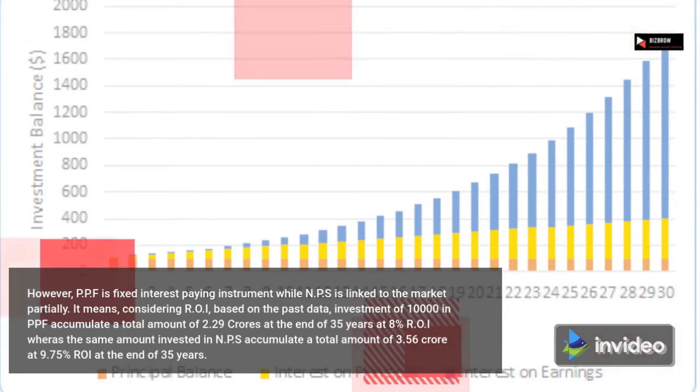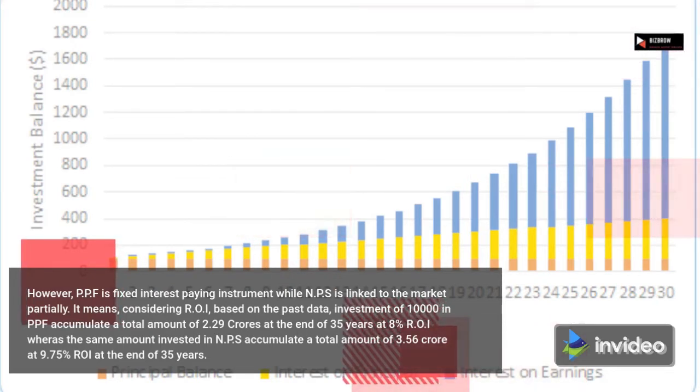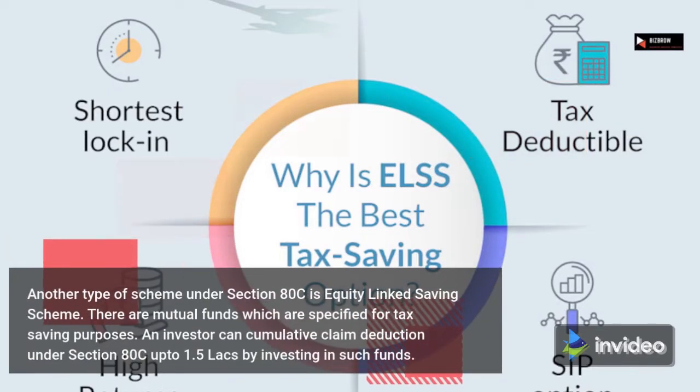It means, considering ROI based on the past data, investment of 10,000 in PPF accumulates a total amount of 2.29 crores at the end of 35 years at 8% ROI, whereas the same amount invested in NPS accumulates a total amount of 3.56 crore at 9.75% ROI at the end of 35 years. Another type of scheme under Section 80C is Equity-Linked Savings Scheme.